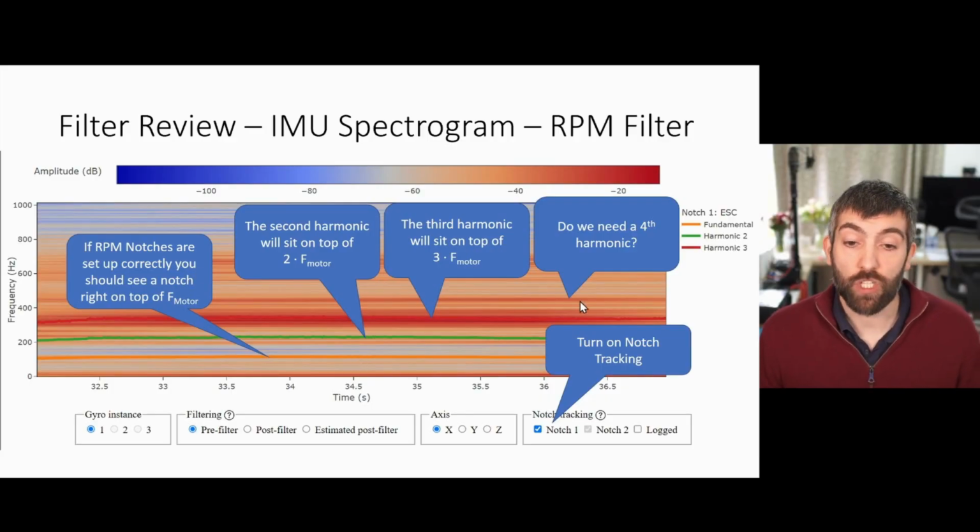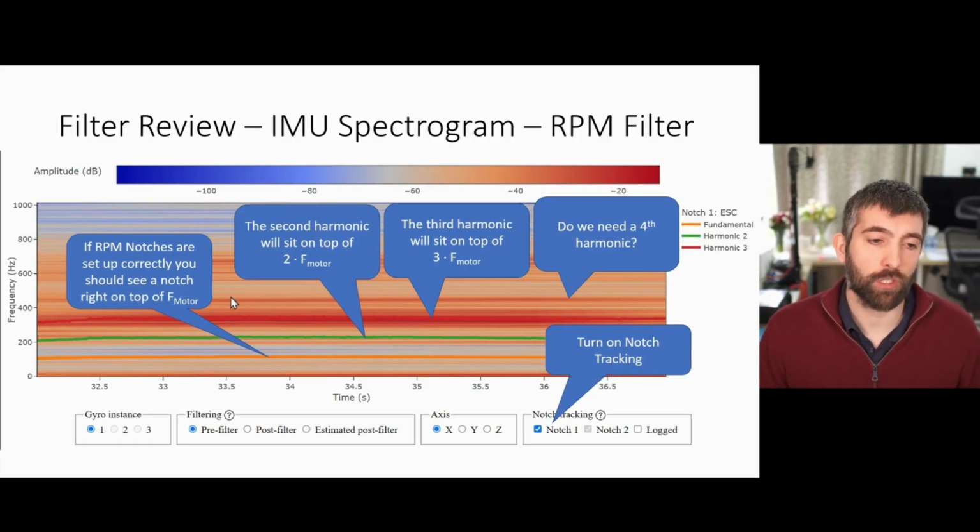You might have a question at this point of, well, we've got 3 notches, but I can see a horizontal red line at 4 times the motor frequency. Do we need a 4th harmonic there? And to answer that, we need to look a little bit deeper.